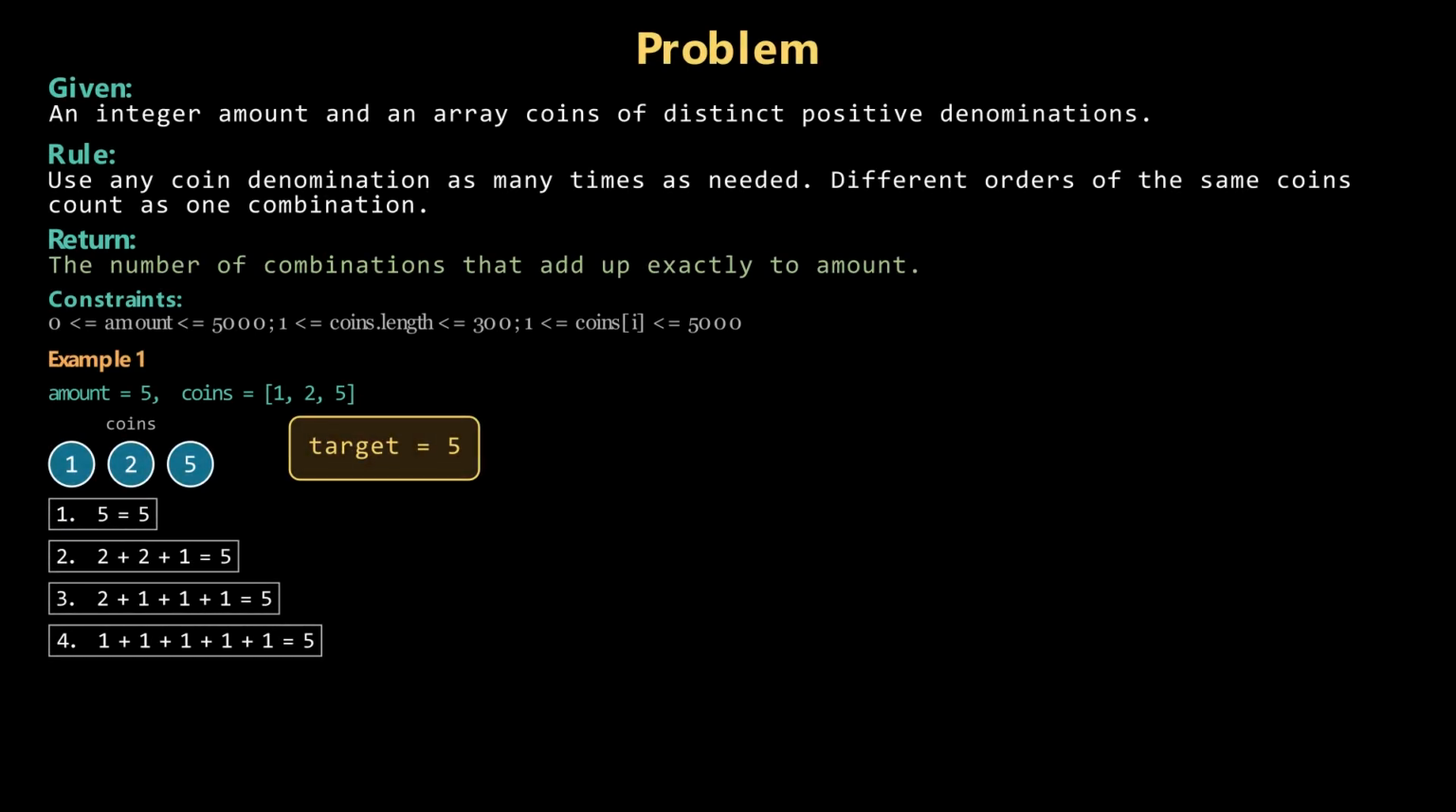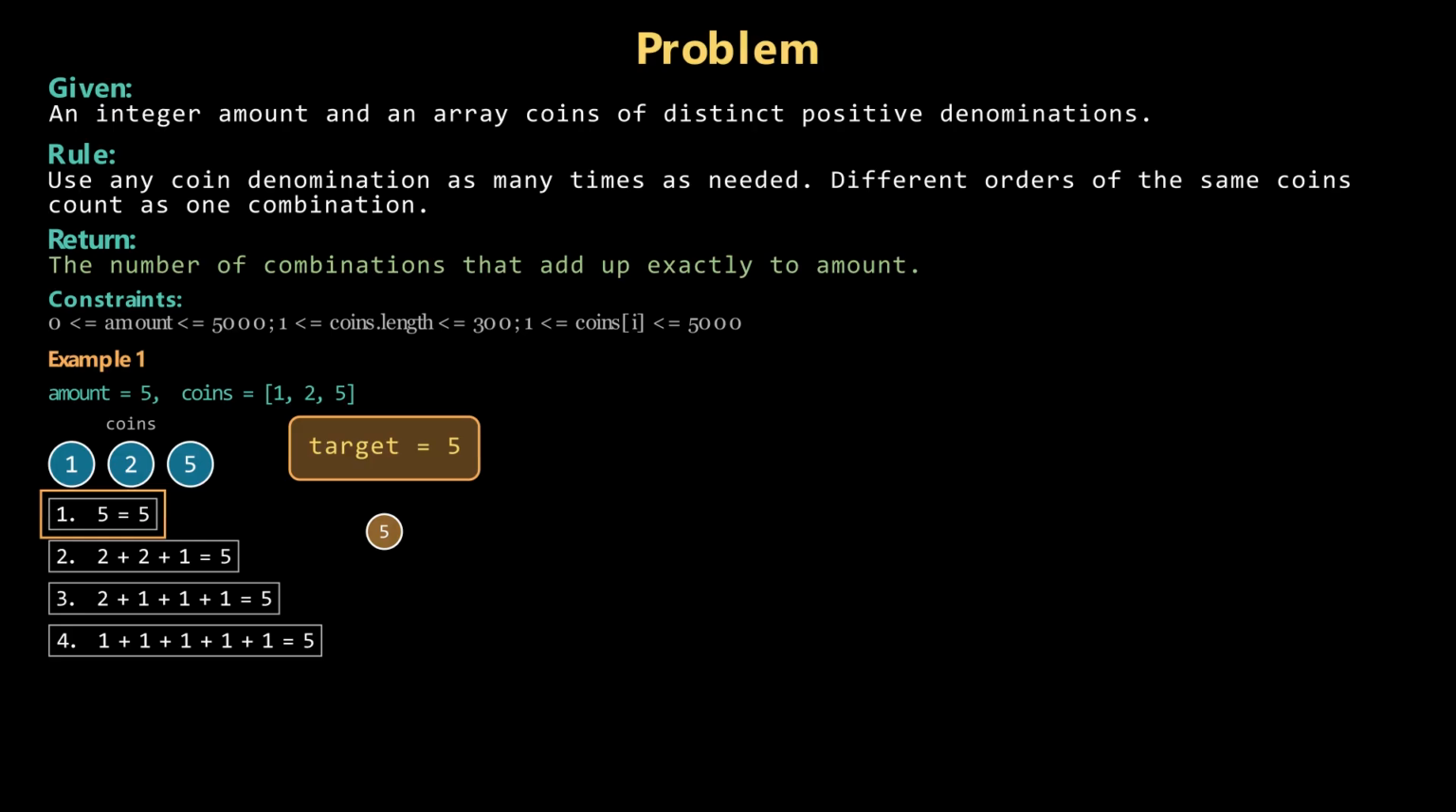Given a target amount and coin denominations, you may use each denomination as many times as needed, but order does not create a new answer. For amount 5 with coins 1, 2, and 5, we count every unique combination that sums to 5.